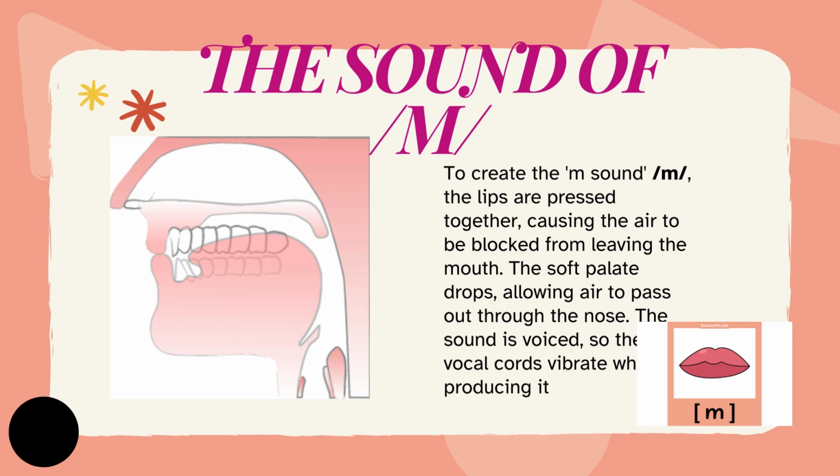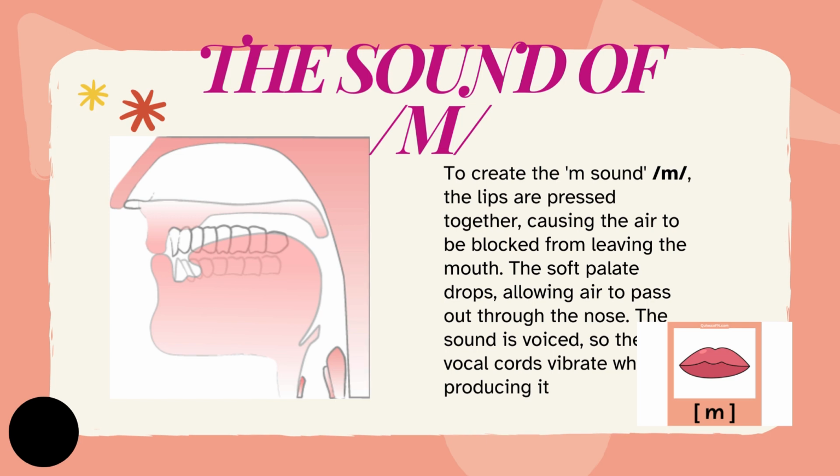First one we have the sound of M, the M sound. To create the M sound, the lips are pressed together, causing the air to be blocked from leaving the mouth. The soft palate drops, allowing air to pass out through the nose. The sound is voiced, so the vocal cords vibrate while producing it. The M consonant sound.